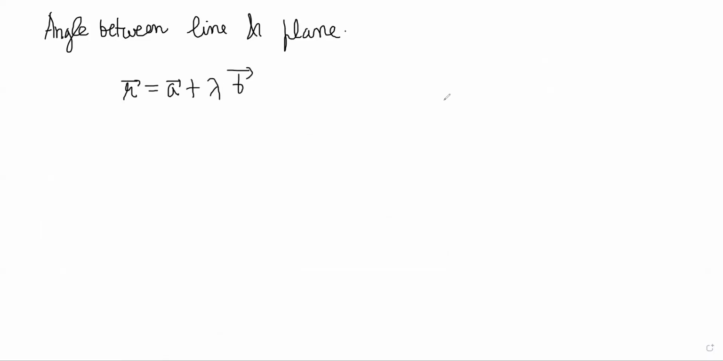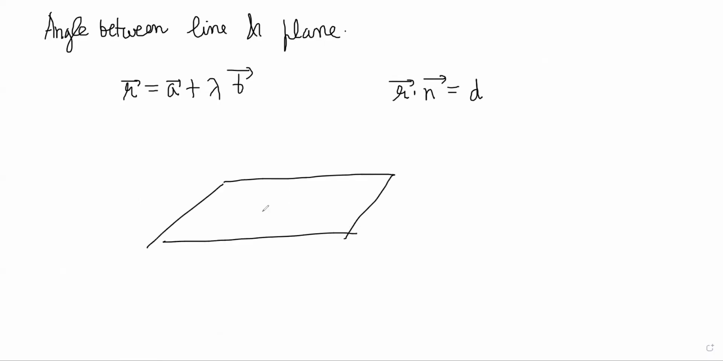The next point is the angle between line and plane, and this is pretty easy. If the line equation is A plus lambda B and the plane equation is R dot N is equal to D, then the plane is like this. The normal to the plane is this N vector, and the line could be like this. The line is along the B vector, right? So if you do the dot product of N dot B, you will get this angle.